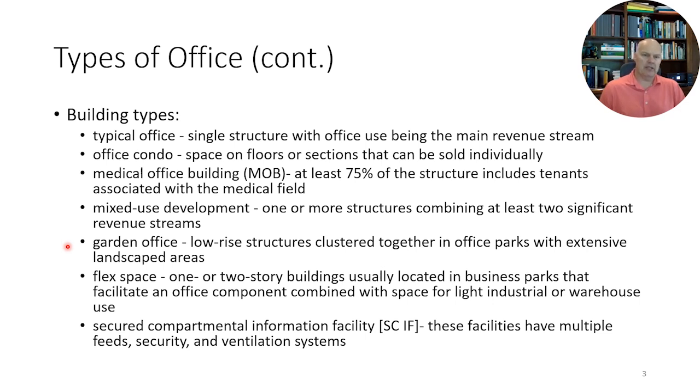You can have flex space. These are 1 or 2 story buildings, usually located in a business park, that facilitate an office component combined with space for maybe either research or light industrial, and sometimes even warehouse uses. And lastly, you could have a sensitive compartmented information facility. These facilities have multiple feeds, security, and ventilation systems, and are highly secure, and usually what are called super adequate suites to the market. So there are things that are incorporated in the building that the normal office user wouldn't need, wouldn't use, and wouldn't pay for from a value perspective.